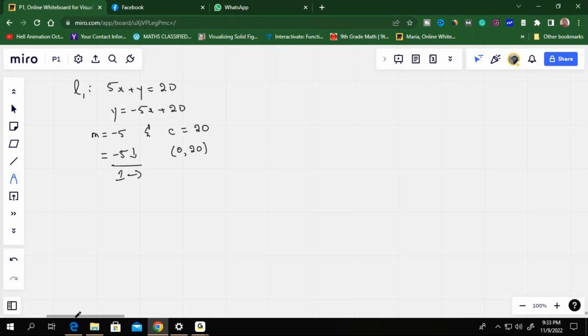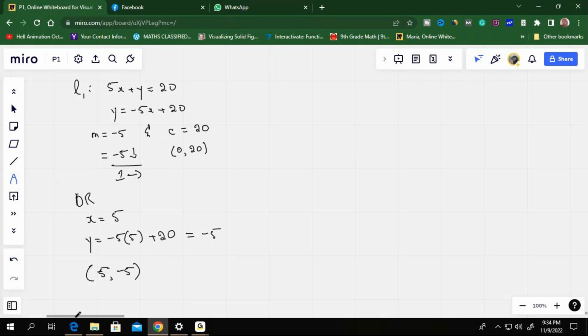So you can go in this way, it's your choice, or you can pick any two random points by substituting x value 1 and x value 2. You have both ways of doing it. If I pick x value 5, then y will be equal to -25 plus 20, so it is giving you -5. So I can pick up this point. It's easy to draw on the graph, quite close to the axis.